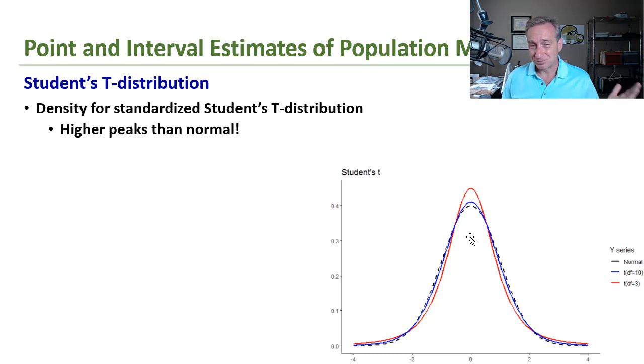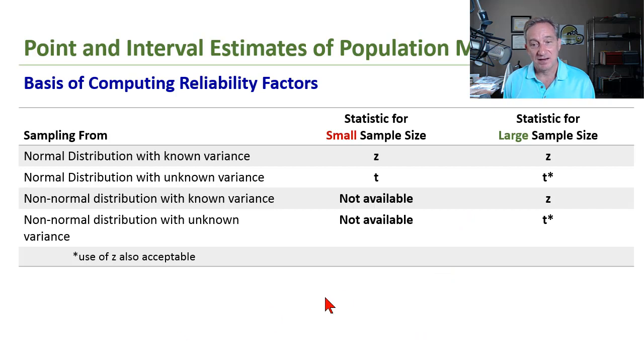However, it's just more accurate to focus on the fact that leptokurtotic distributions like the student's T are by definition heavy tailed. So enough on that. I think the more important slide is right here: the basis of computing our reliability factors. When we're carving out that confidence interval around the sample mean, we are basically choosing between a normal Z reliability factor or a student's T.